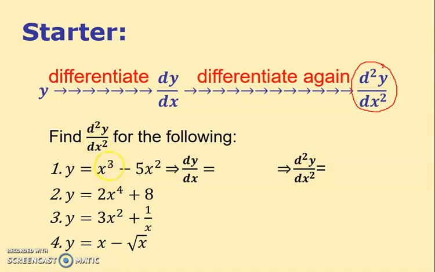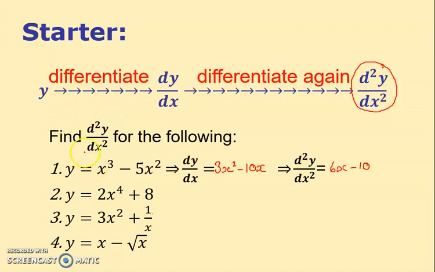Remember, to find dy by dx, you bring the power down to the front and multiply, and then drop the power down. So this is 3x squared, and this one becomes minus 10x. Hopefully you can do that. But then, having done it once, you do it again, and 2 comes down to the front, gives me 6x, and this just becomes minus 10. So see if you can do all the others and get answers from me for those, please.